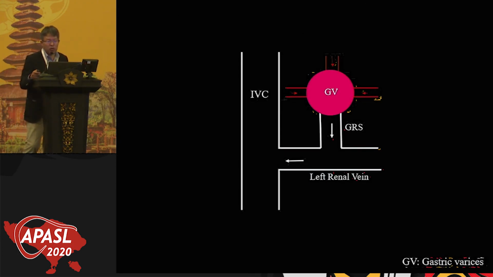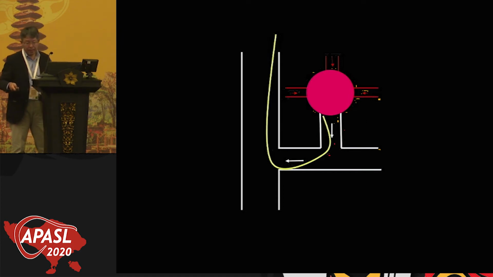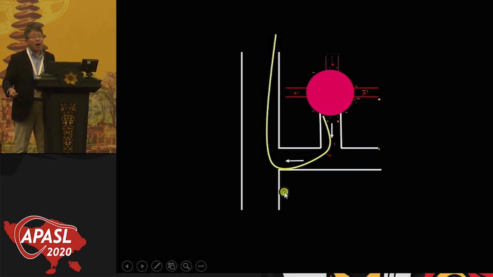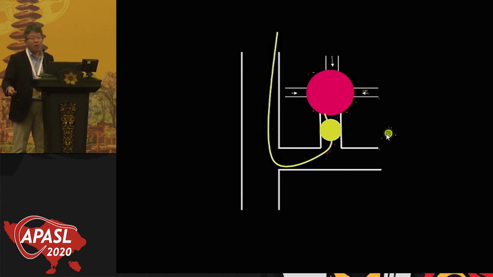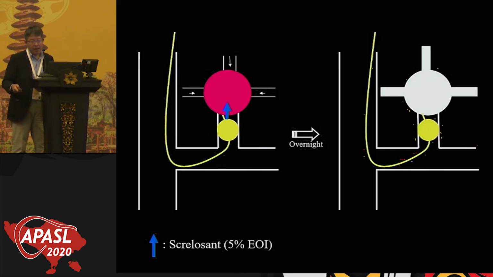Let me explain the procedure for BRTO. Here you will find gastric varices and 3 inflow routes, and gastrorenal shunt as outflow route, left renal vein and inferior vena cava. And we insert a balloon catheter like this, and we dilate the balloon to control visceral blood flow. And then we inject sclerosant, and finally gastric varices completely disappear.